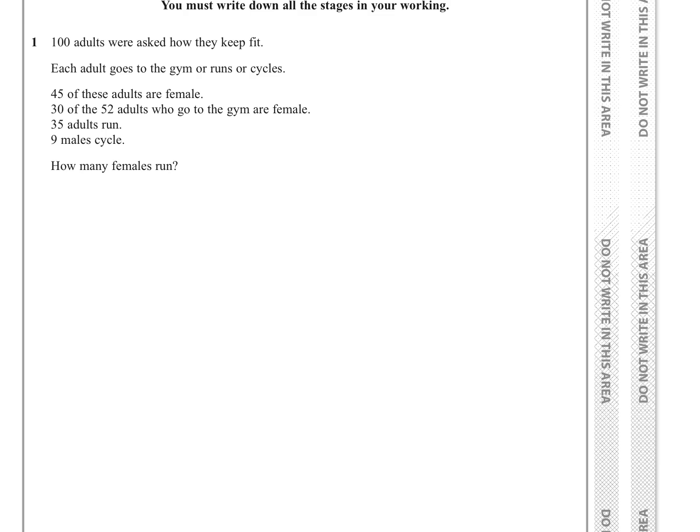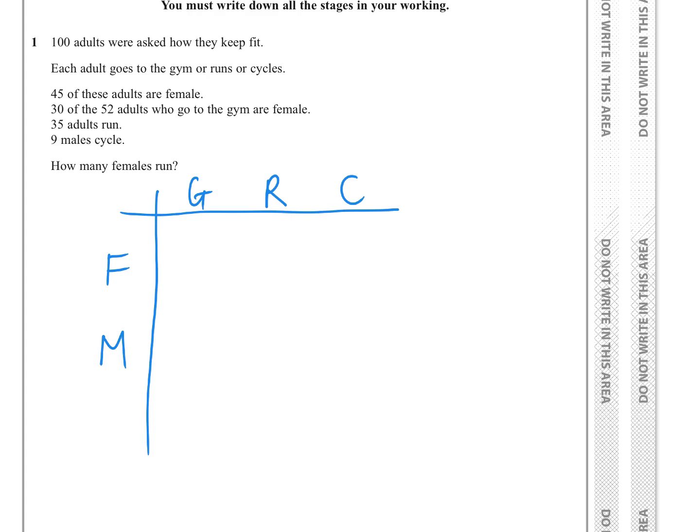Question 1. It says 100 adults were asked how they keep fit. I'm going to draw a grid here, which is helpful. So we can either have gym, run, or cycle. And they're either male or female. So it says 45 of these adults are female.